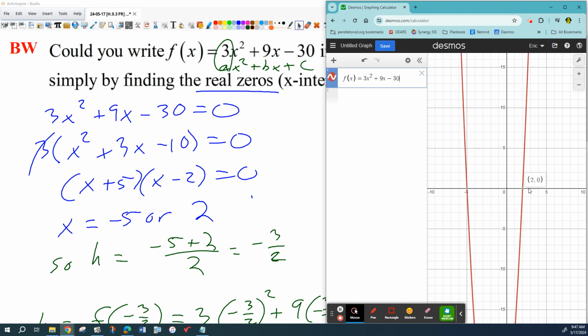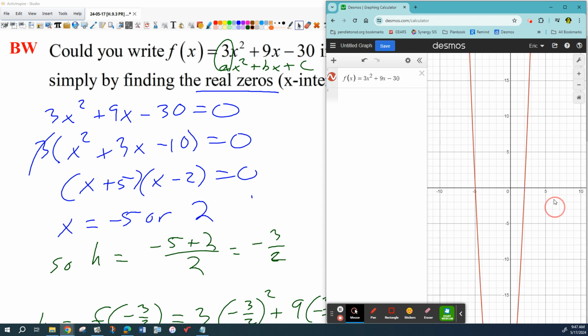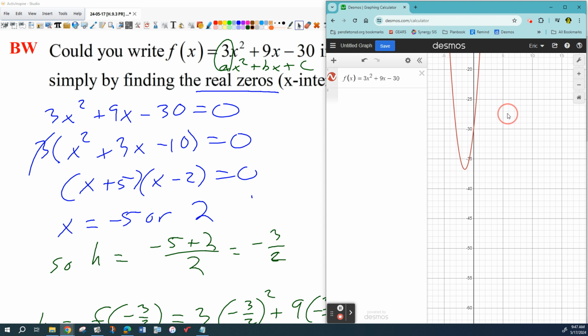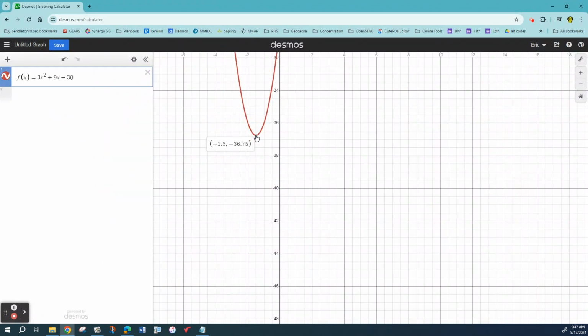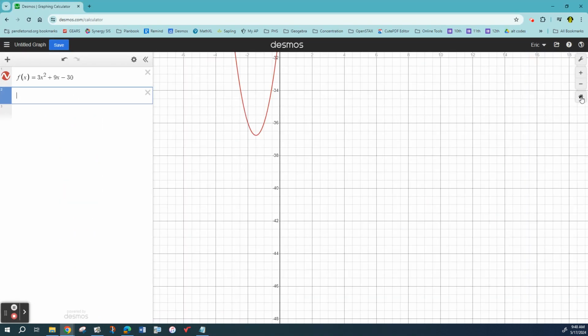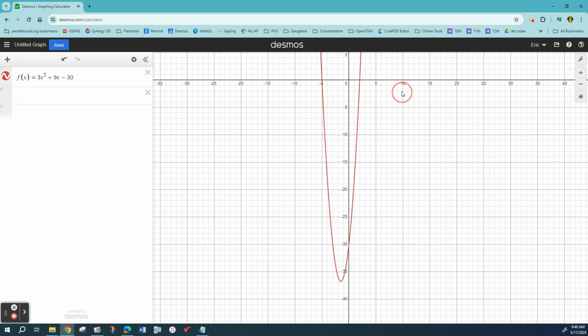So there's our original function. Let's see if we got the vertex right. So negative 3 halves and negative 36.75. Is that what we got? We said 147/4. So that seems right. Let's just check it. Let's write our version down here and see if they overlap. That was the original standard form version. Let's write ours in vertex form.